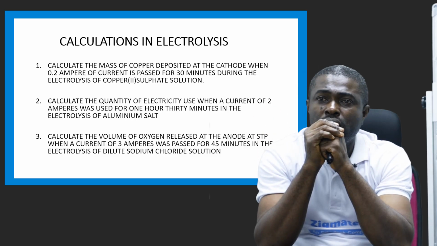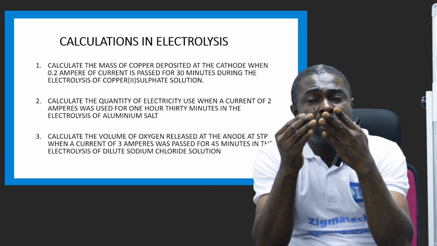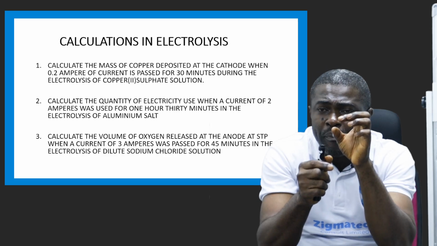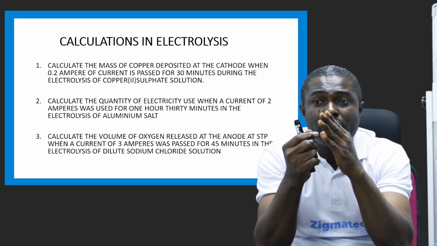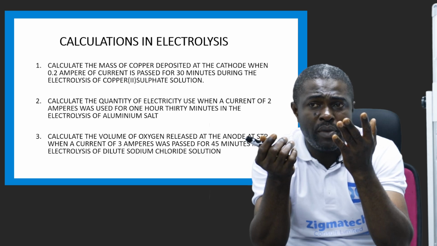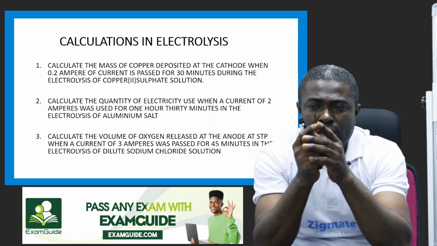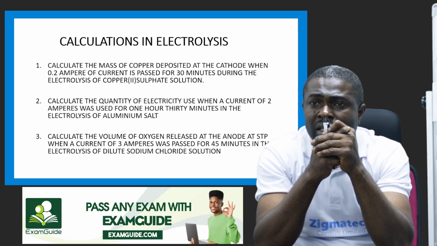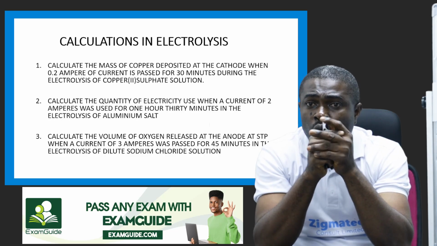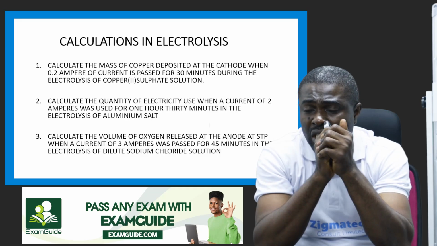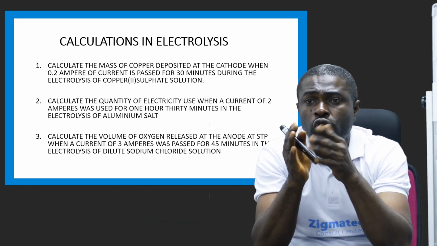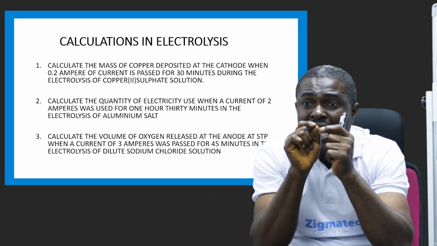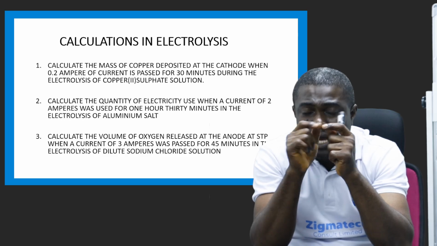That is the question. Now, in the course of the electrolytic process, 0.2 ampere of current was passed for 30 minutes. With this information, we can now calculate the mass of copper that is deposited when this quantity of electricity is passed across. What do you do first? First of all, write the ionic equation that is actually happening at that particular cathode.